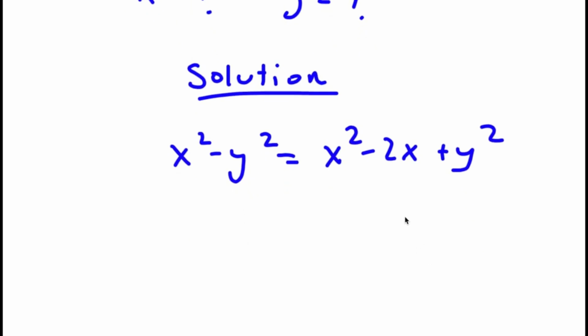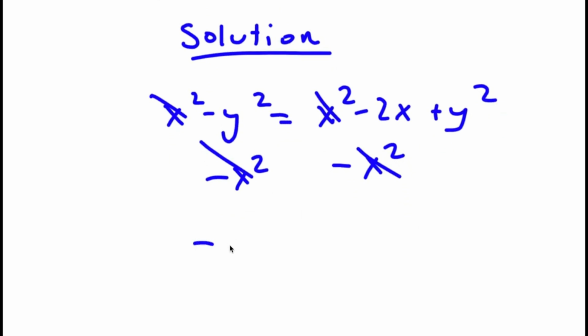So now, I'm going to subtract x squared on both sides. This is just to cancel out the x squared to make this problem easier to solve. So then these two cancel out and these two cancel out, and I'm left with negative y squared is equal to negative 2x plus y squared.